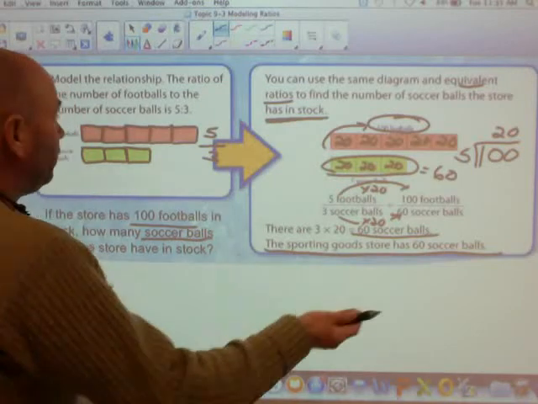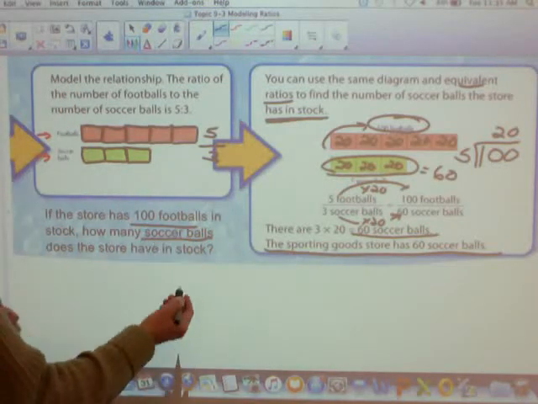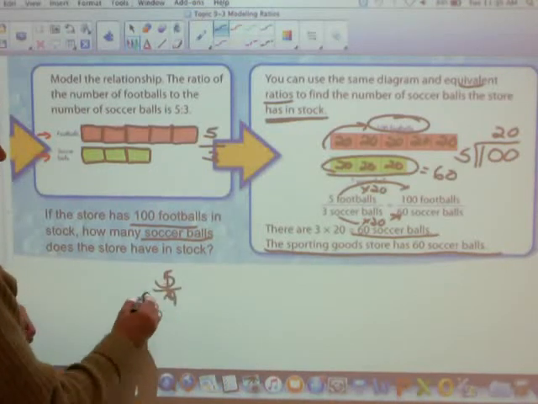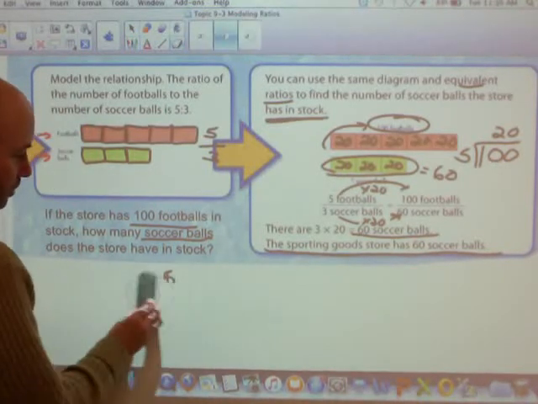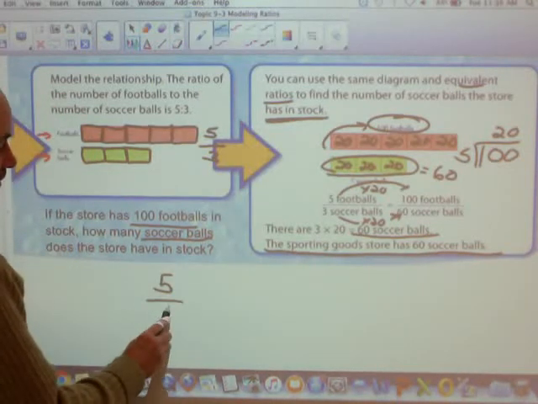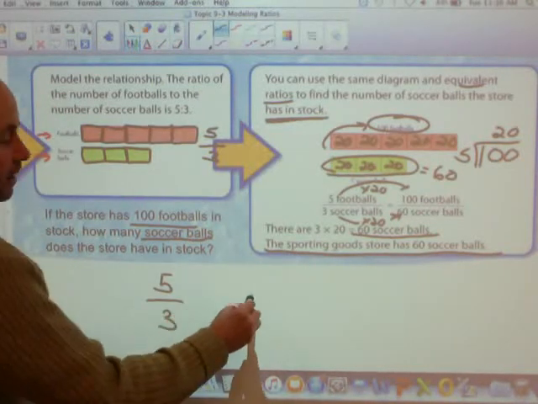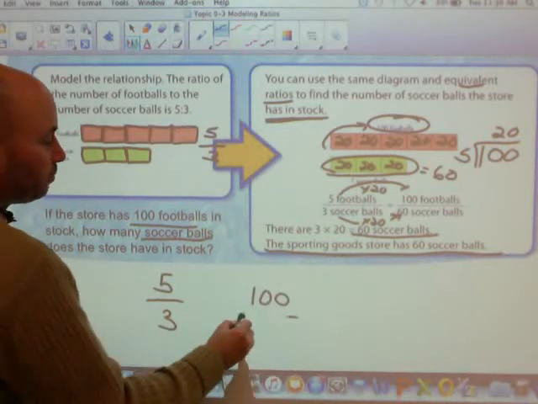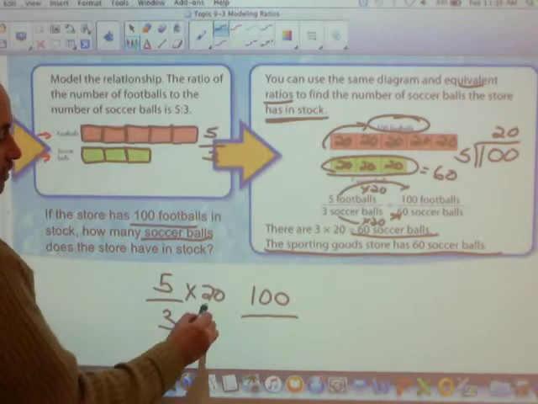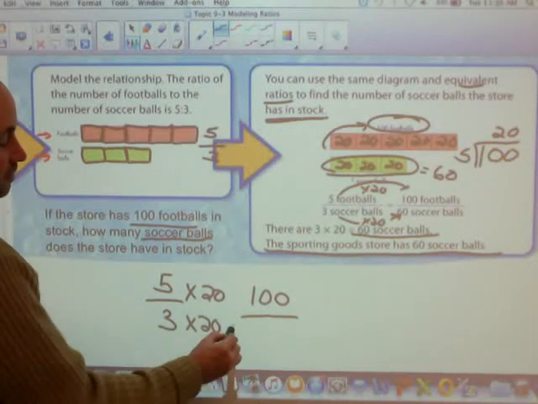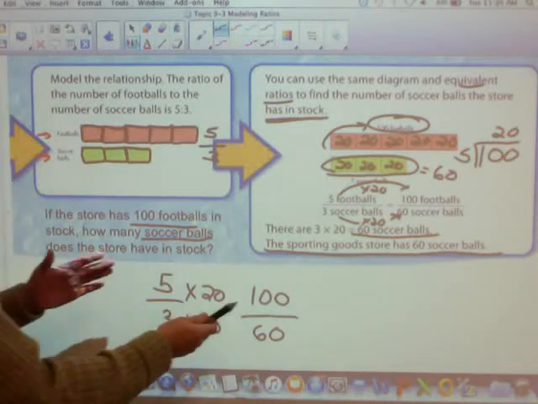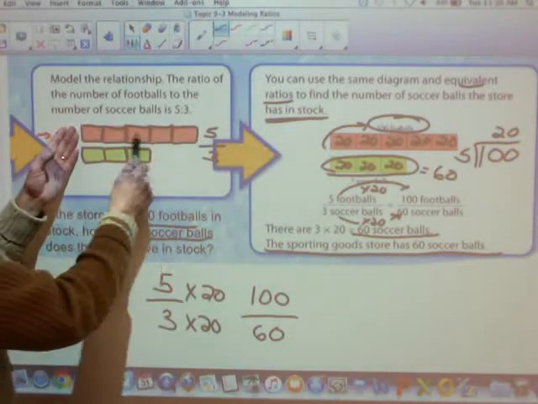Okay? So what you've done essentially is this. You've taken your 5 to 3 ratio, and you've made a proportional amount through multiplication of a common factor. Okay? And so that's essentially what you've done, but you've modeled it.